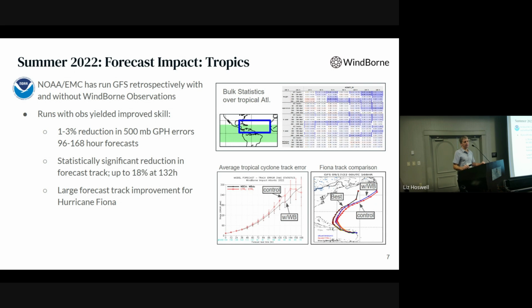And that's for the broad scale parameters. If we look towards the bottom right of this slide, you see the average tropical cyclone error during the 2022 season was reduced when the windborne observations were assimilated. And we can pick and choose, cherry pick, if you will, certain cases to find nice impacts, such as Hurricane Fiona in this case.